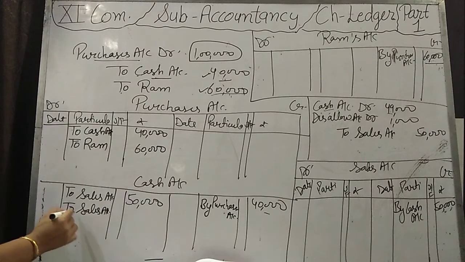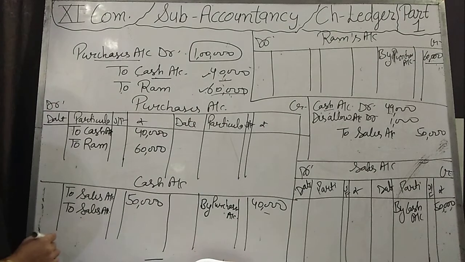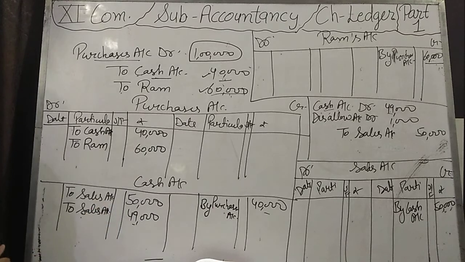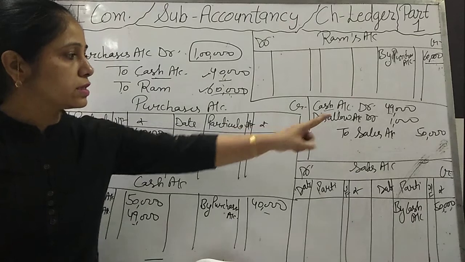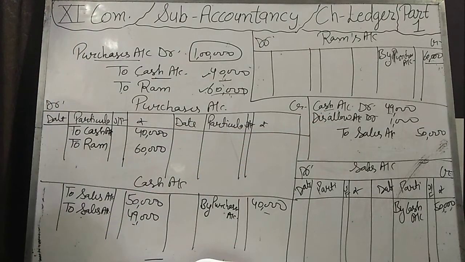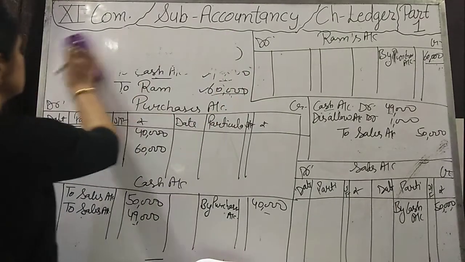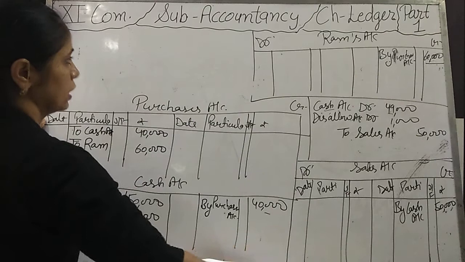That amount, cash account is debit with 49,000. So in the debit side we will write to sales account 49,000. Clear? The second account is discount allowed account. That also we will open. Space is here. Discount allowed account.